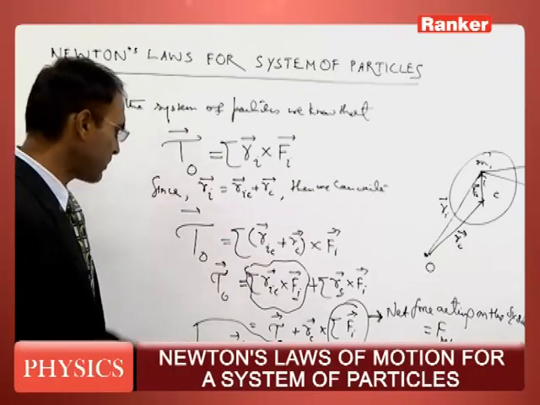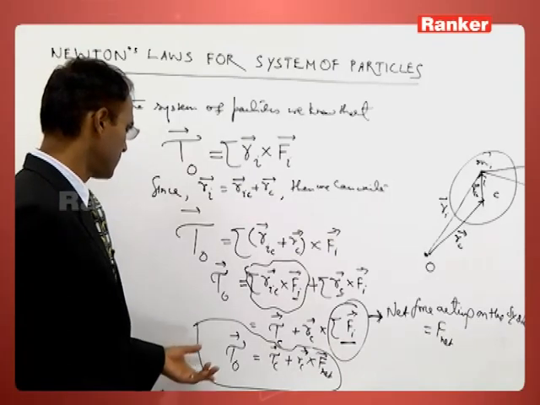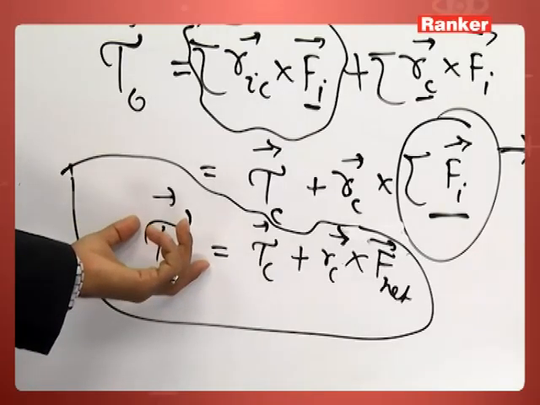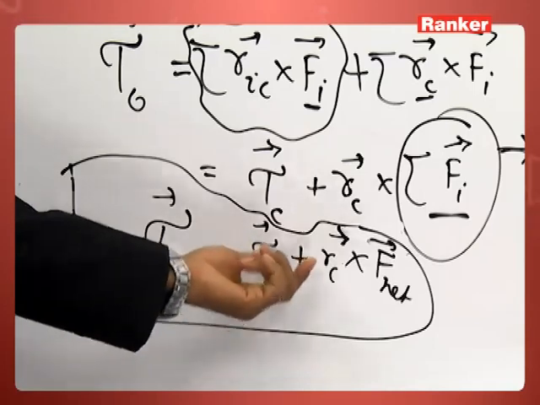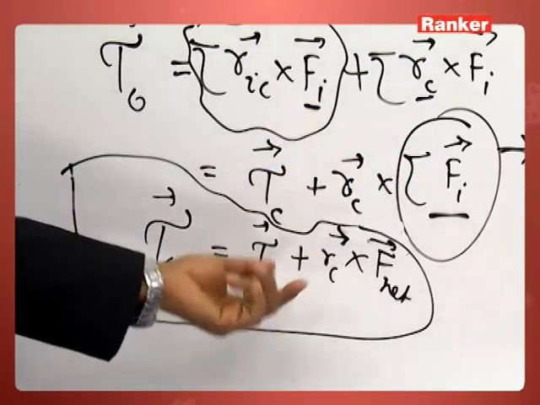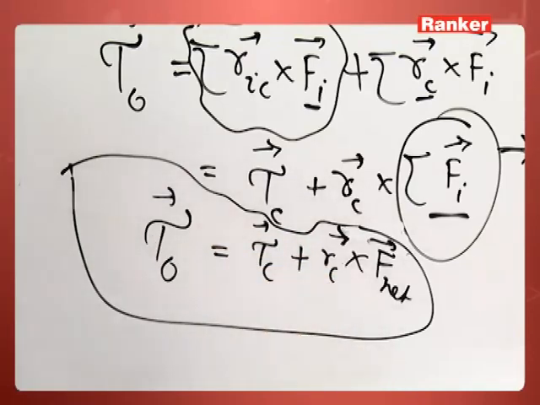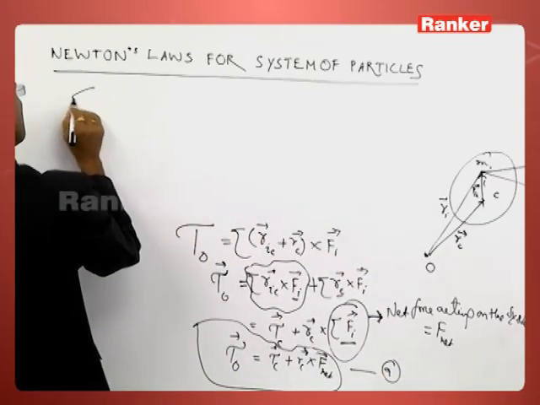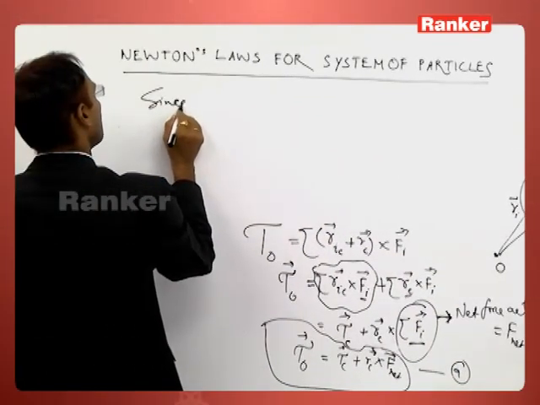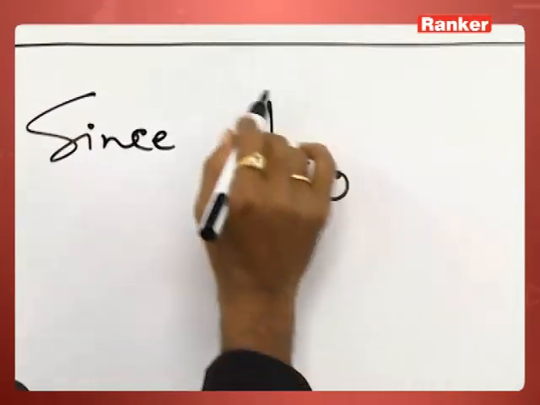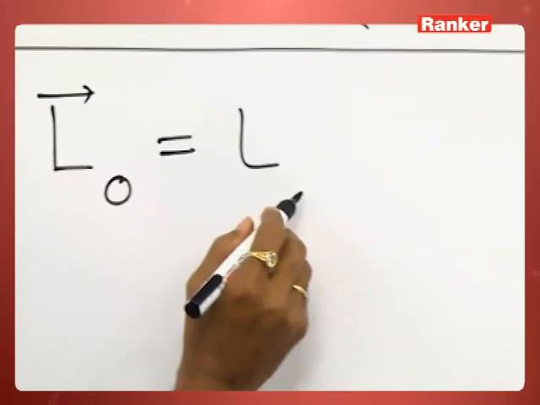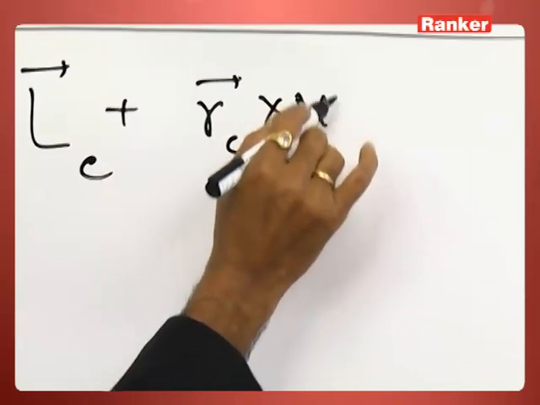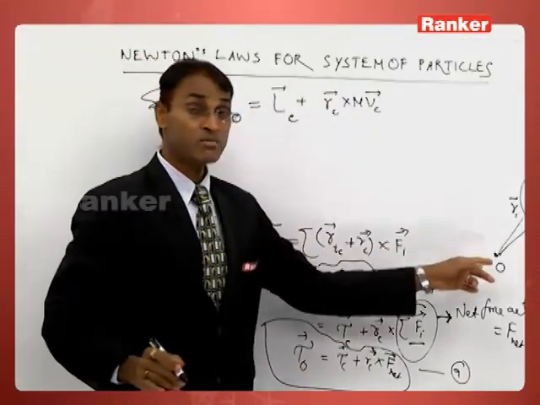And we have a similar expression for the angular momentum, which states that the angular momentum about the point O is equal to the angular momentum about C plus the angular momentum of the center of mass about that given reference point, RC cross M into VC. This is equation number 1. Since angular momentum about O is equal to angular momentum about the center of mass plus angular momentum of the center of mass with respect to the given reference point.